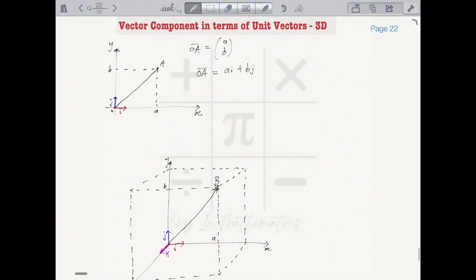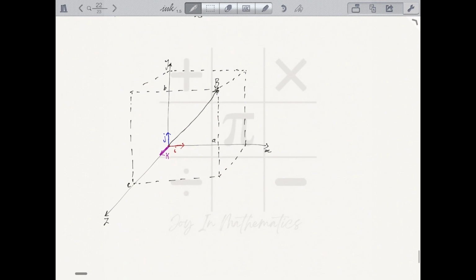Moving on, let's now consider what we have here. This is a 3D vector. We have a vector in space, so it has three components. We have the x-axis, the y-axis, and thereafter the z-axis. Now we can see the unit components here. On the x-axis we have i, on the y-axis we have j, and on the z-axis we have k.